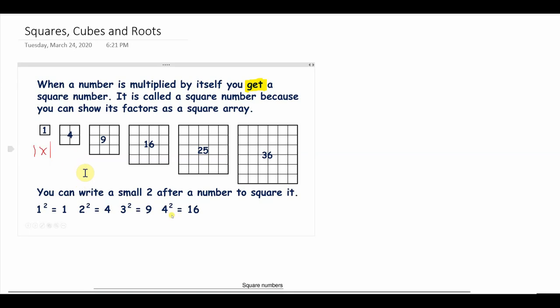Okay. The second number is what you get when you times 2 by itself. 2 times 2 would give us 4, and we can arrange it into a square like that. The third square number, 3 times 3, gives us 9, and so on. 4 times 4 gives us 16, 5 times 5 gives us 25, 6 times 6 gives us 36. And we can square a number using this small notation, this small 2 at the top, next to a number. Those are called powers or indices.